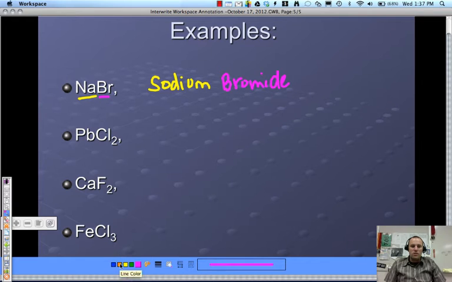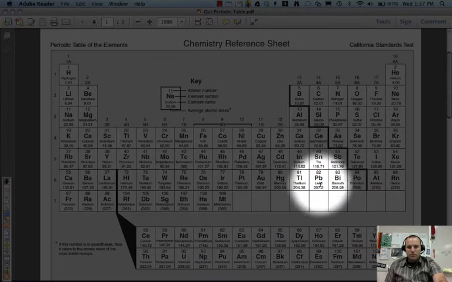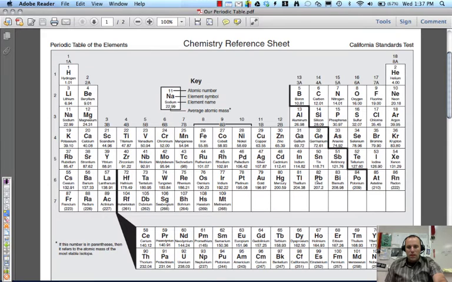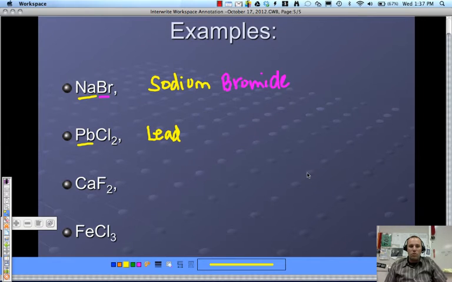Okay, let's try the next one. This right here, Pb, stands for lead. Does lead require a Roman numeral? Lead is right here in column 14. Okay, number 82 right here, lead. So since it's in column 14, the answer is yes, it does require a Roman numeral. Well, what is the Roman numeral? How do you figure that out? You have to look at the other element.